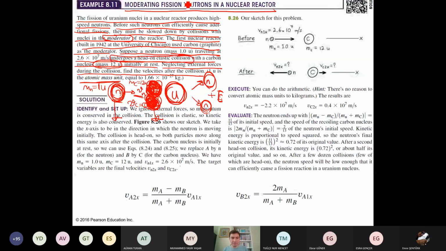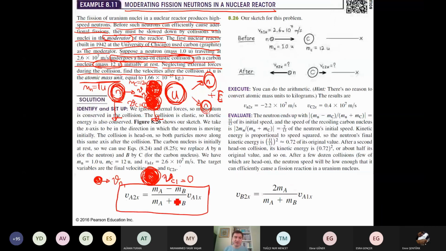So what we have here, this carbon atom, here we have a neutron, let's say at the beginning, it has a certain initial velocity, and here we have a huge carbon atom compared to the neutron, and it is at rest. The carbon atom is at rest at the beginning. So then I can apply these rules which we have learned in the previous transparencies.